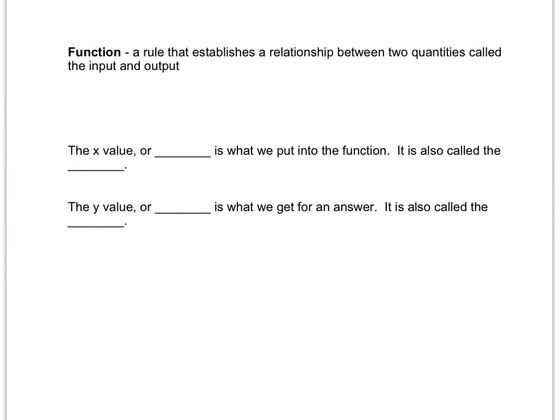First we have to define what a function actually is. We've got the definition written right here. A function is a rule that establishes a relationship between two quantities called the input and the output. A function will take on the form of an equation, so it's got to have an equal sign in it. And it will look something like this.